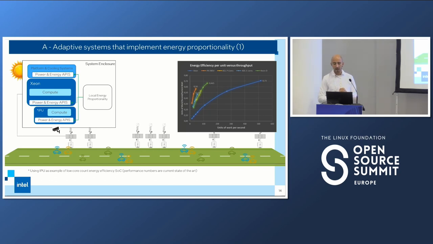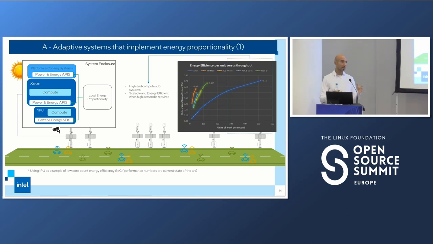SoC. And here you see a graph that is very simple and intuitive. We don't show the specific use case to keep it generic, but basically on the y-axis you see units of work per second per system watt, and on the x-axis the amount of units of work per second that a particular compute technology can drive.